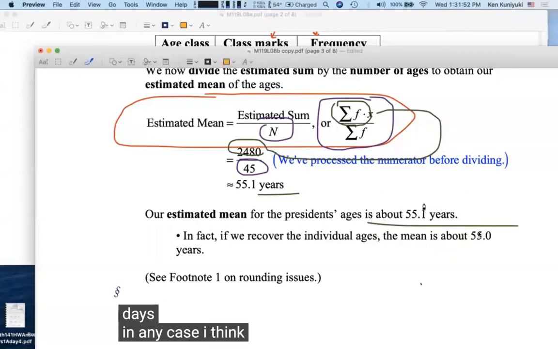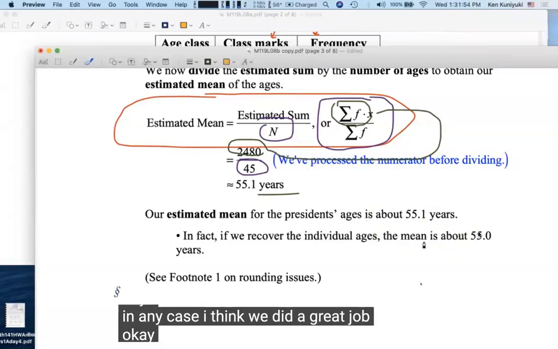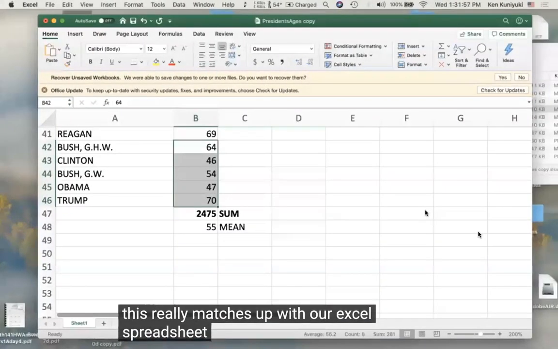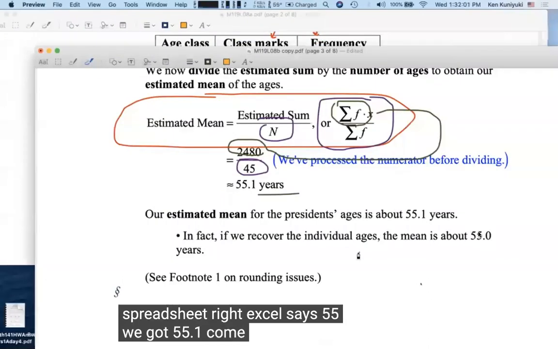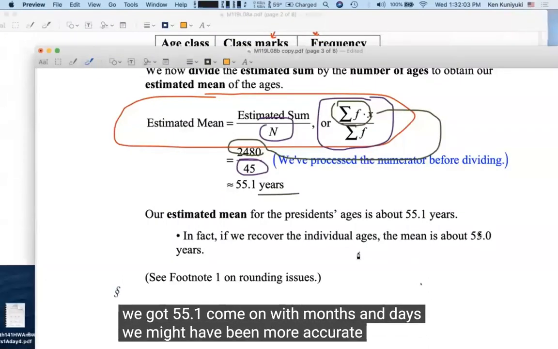In any case, I think we did a great job. Okay, this really matches up with our Excel spreadsheet, right? Excel says 55, we got 55.1. Come on, with months and days, we might have been more accurate this way.